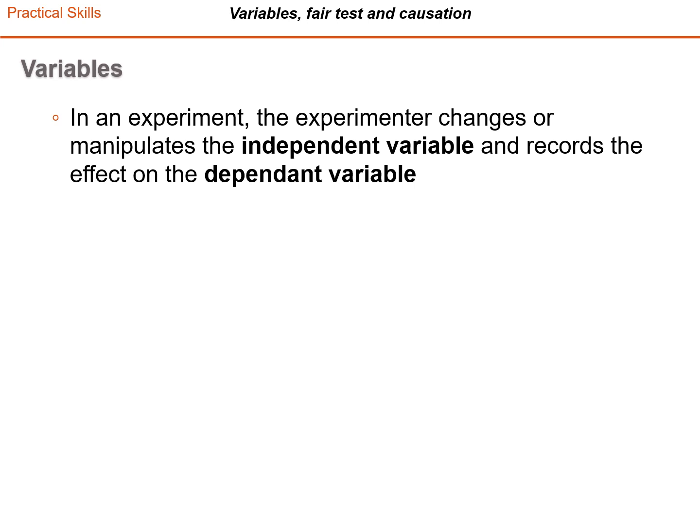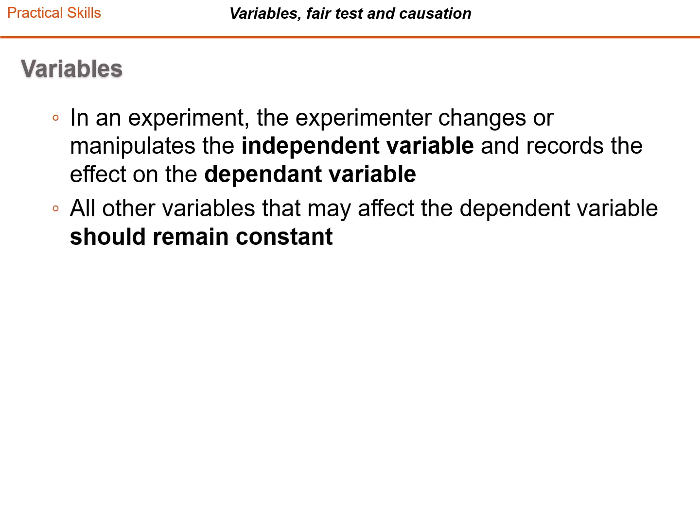To determine causation, that is, that the change of the independent variable has actually affected the dependent variable and how it has affected the dependent variable, it's crucial that there is only one variable that changes. And so all other variables that could affect the dependent variable should remain constant. And this is to show that the experimenter can be confident the cause of the effect on the dependent variable was the independent variable, and the independent variable alone. That is what makes a fair test, and thus can be used to prove causation.